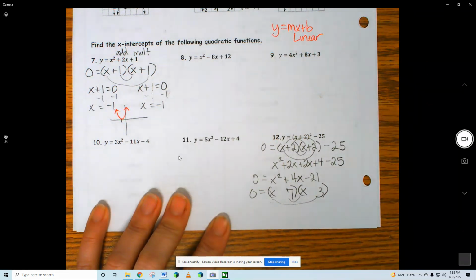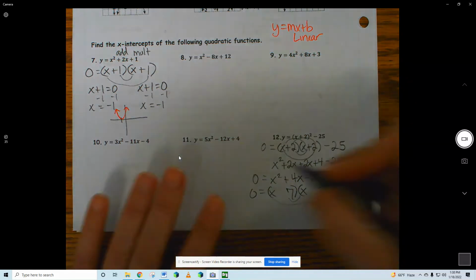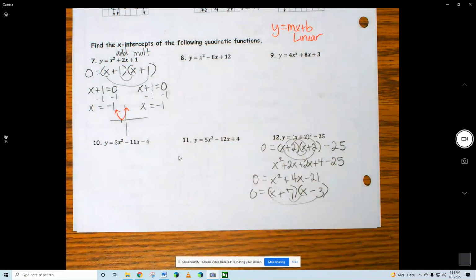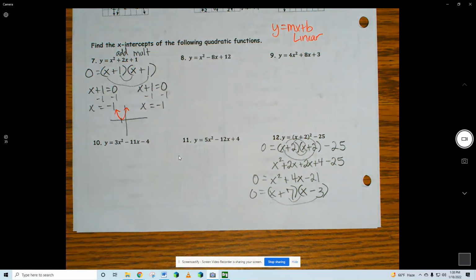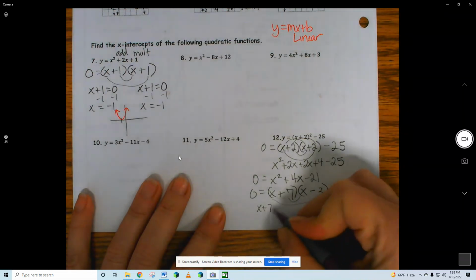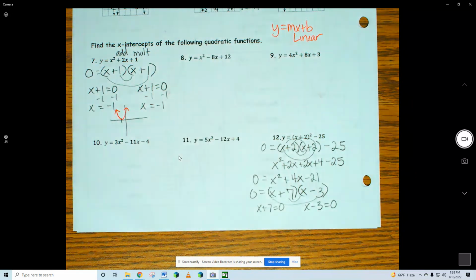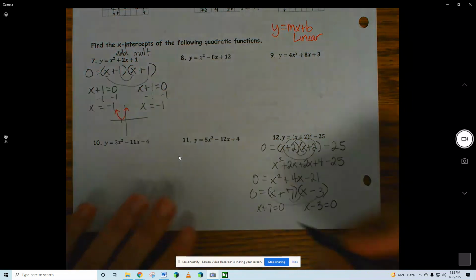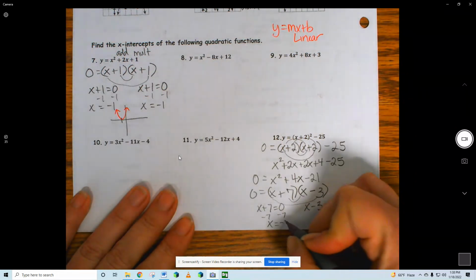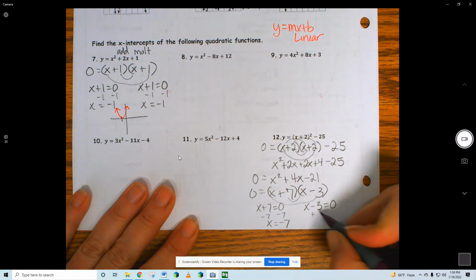It's not that. Try again. Positive 7 and negative 3. That makes a positive 4. You're not done. You have to set them equal to 0. X plus 7 equals 0. X minus 3 equals 0. And solve for x. My 2 x-intercepts are at negative 7 and at 3.